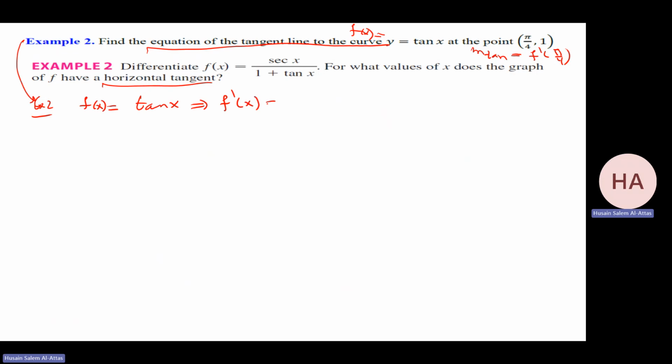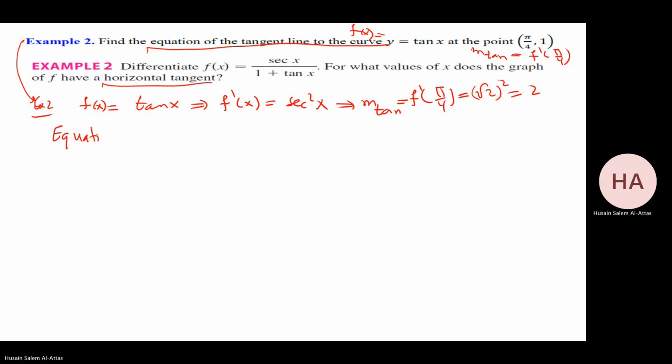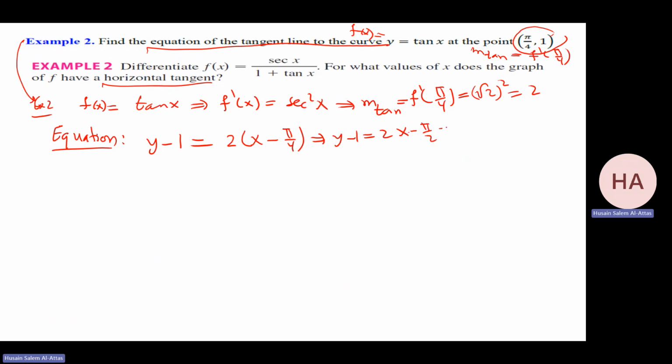So f prime at x is secant square x. So what will be the slope of the tangent? It's f prime at pi over 4, and secant pi over 4 is square root of 2. Square it, that will be 2. So what will be the equation? y minus 1, I'm using this point, equal to the slope, which is 2, times x minus pi over 4. Which means y minus 1 equal to 2x minus pi over 2. Or in other words, y equal to 2x plus 1 minus pi over 2.